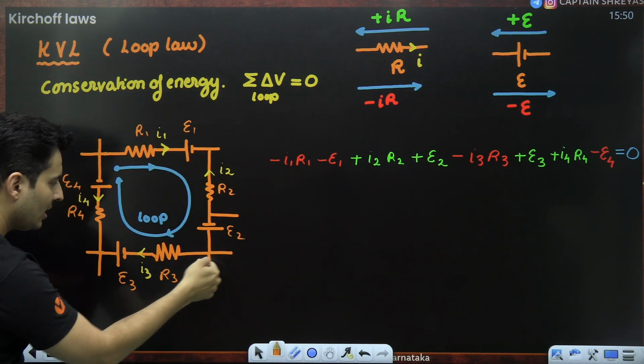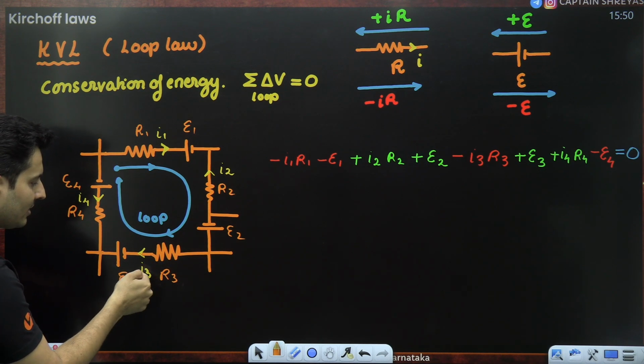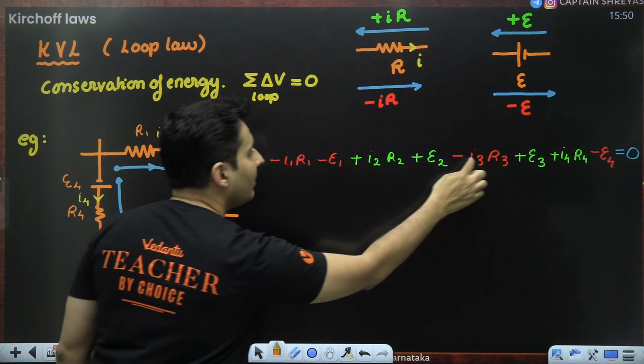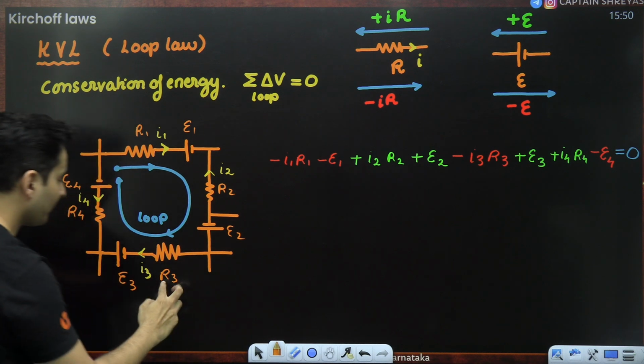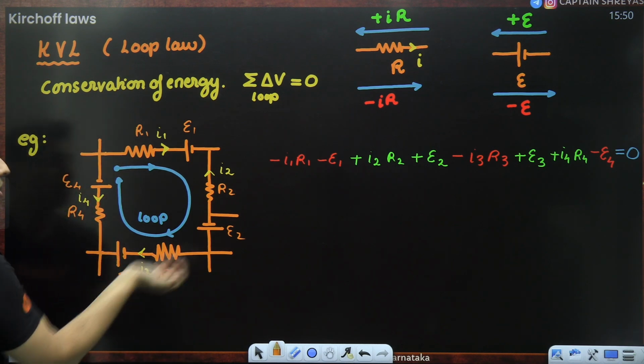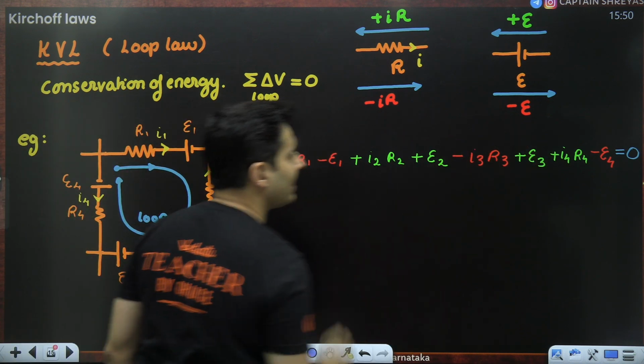Here you encounter this battery, you are going from negative to the positive, so plus E2. As you come over here, you are going in the direction of the resistor's current, going with the bad guy, so negative I3 R3. Here you encounter this battery, going from negative to the positive, so plus E3.